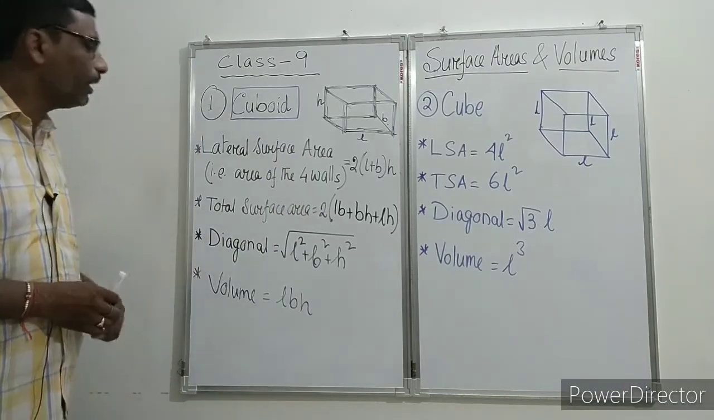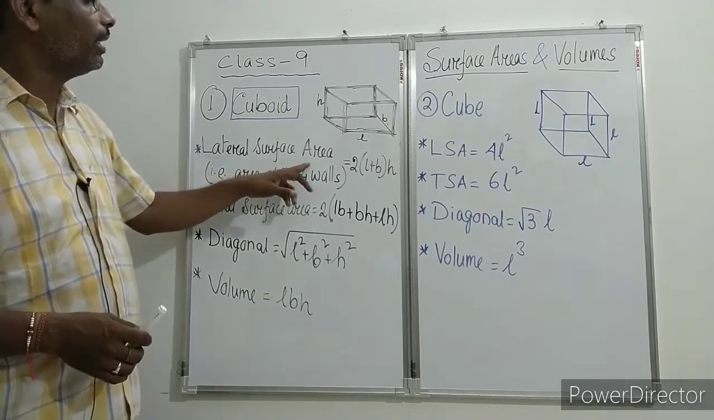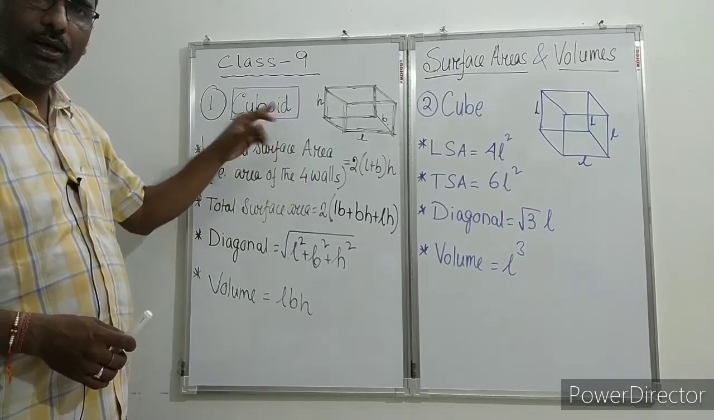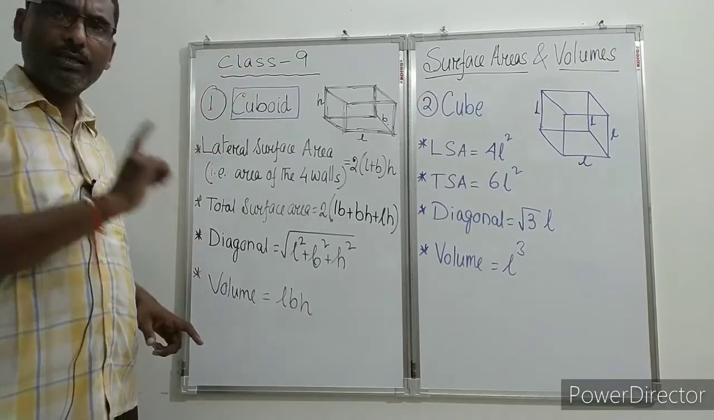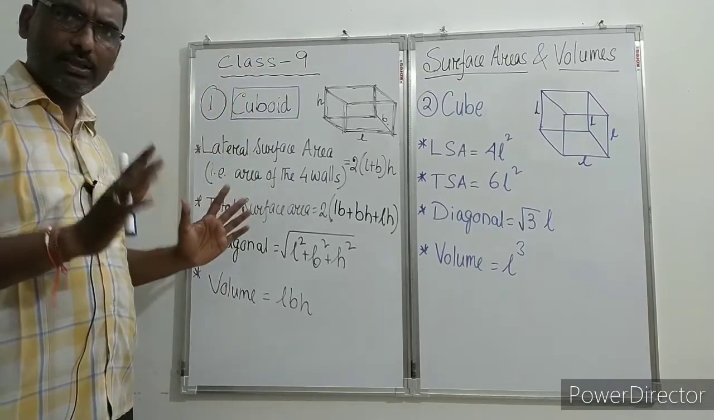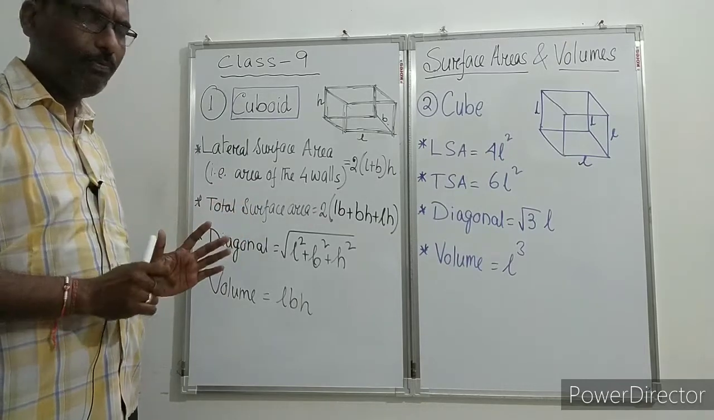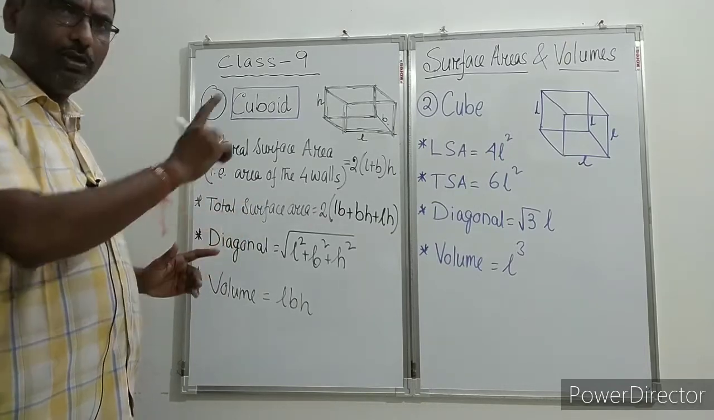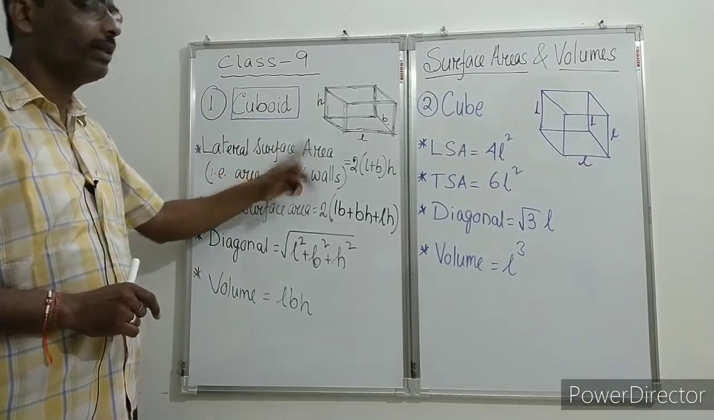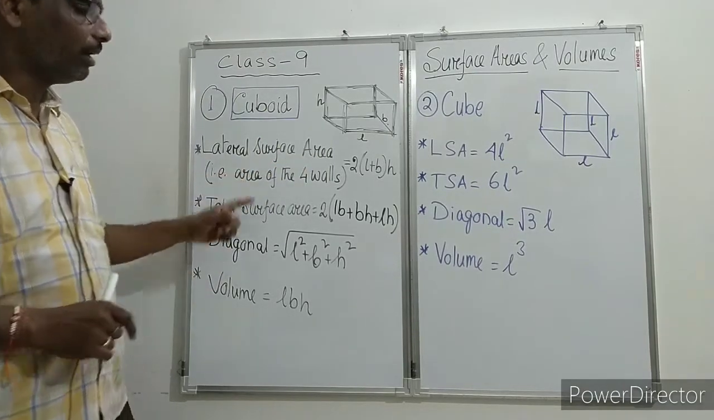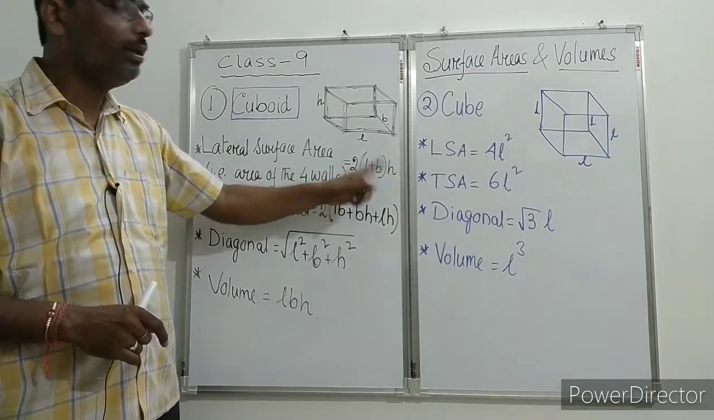So the first formula is the lateral surface area of the cuboid. Lateral surface area means the area of the side walls. There are four walls in a room. So the area of the four walls is called lateral surface area. And the formula is 2 into (L plus B) into H.